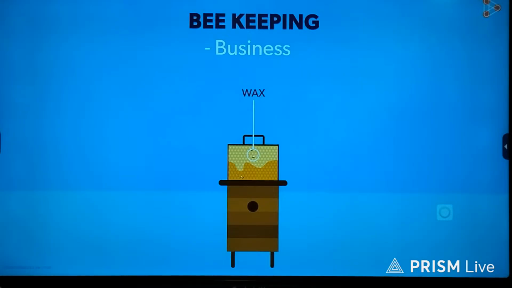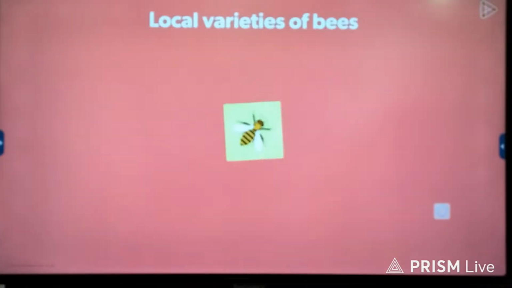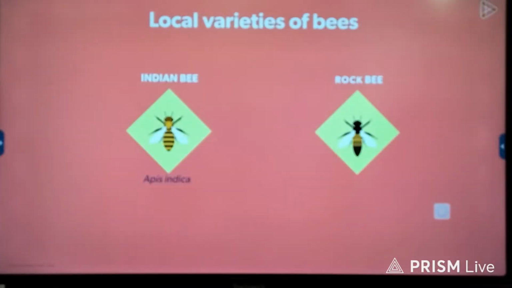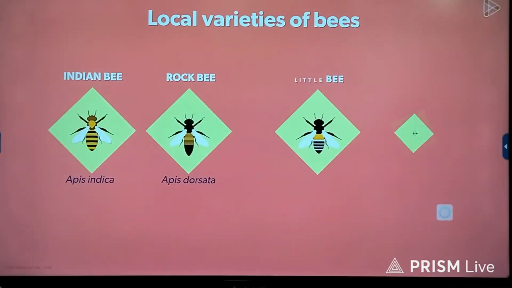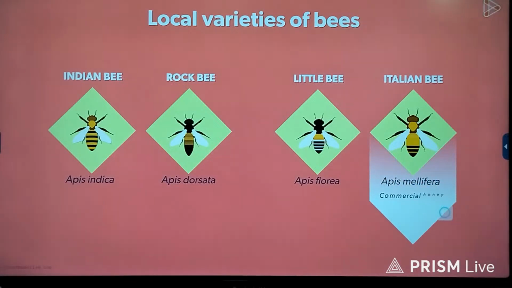Do you want to learn the scientific names of a few local varieties of bees? What do you think the Indian bee is called? It is known as the Apis cerana indica, while the rock bee is known as the Apis dorsata. The little bee and the Italian bee are known as the Apis florea and the Apis mellifera respectively. The Italian variety is commonly used for commercial honey production.